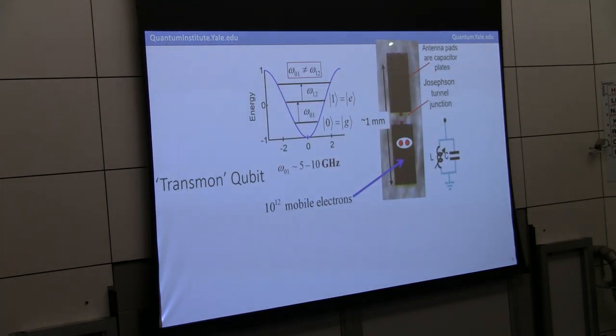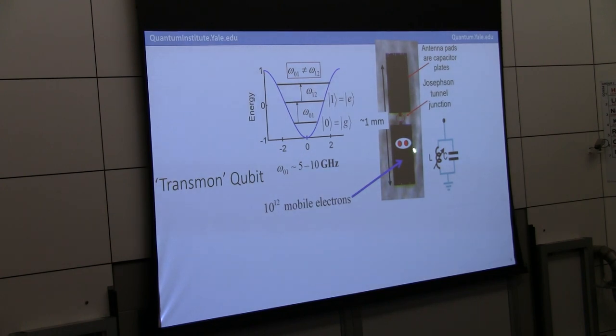In one way of looking at this, the coordinate of this oscillator is the superconducting order parameter phase difference across the junction. And so there's a cosine of the phase that forms the potential. At the bottom, it looks like a parabola, but it's softer than that. And so you get some weak negative anharmonicity, where the 0 to 1 transition might be at 7 gigahertz, and the 1 to 2 might be at 6.9 gigahertz, 100 megahertz lower. So the atom has about 10 to the 12 mobile electrons in this aluminum film evaporated on a sapphire substrate, connected by this nonlinear inductor.